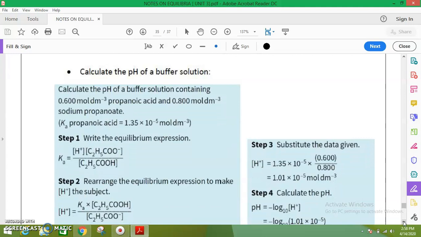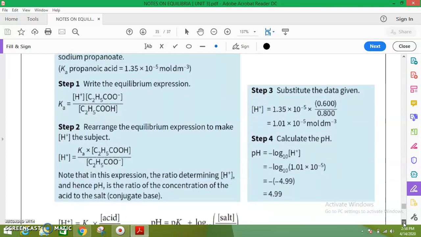Now the calculation. This is the last part: how to calculate a buffer solution. One example is given here. Calculate the pH of a buffer solution containing 0.600 moles per dm cube propanoic acid and 0.800 mole per dm cube sodium propanoate, and the Ka value of propanoic acid is given to you. You need to follow some steps.